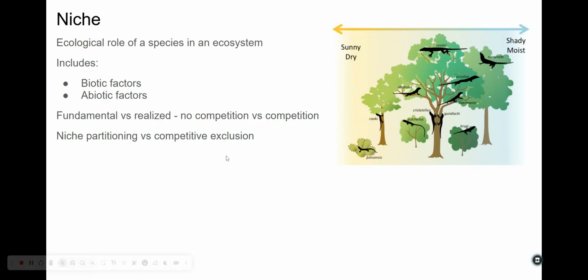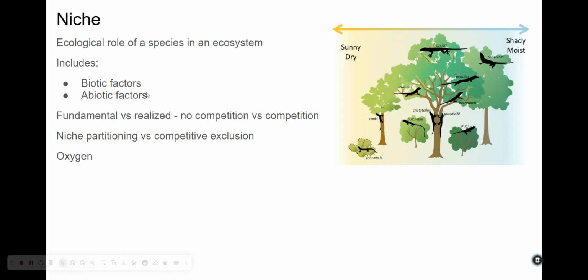Now, that leads us to two other concepts. There's niche partitioning versus competitive exclusion. And on the right here, we have a picture that summarizes niche partitioning. The different species of lizards can live in different parts of the trees. And since they have slightly different niches, that allows them to coexist. So that's niche partitioning. The competitive exclusion principle says if two species have the exact same niche, one will go extinct.